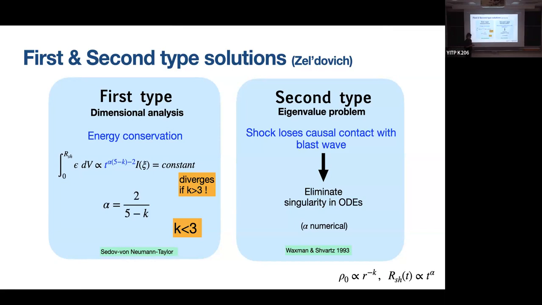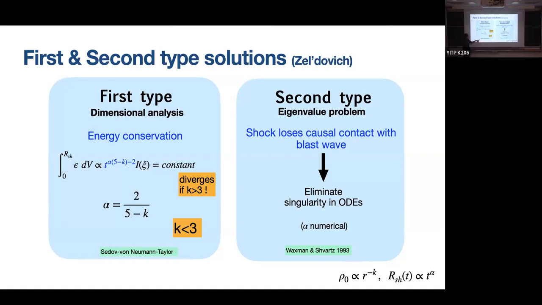So in the equations, what we see is that we have a singularity, okay? And in order for the solution to be smooth, we must eliminate the singularity from the equations, and this constitutes our eigenvalue problem in this case. And in order to eliminate the singularity, we must choose the correct alpha parameter.